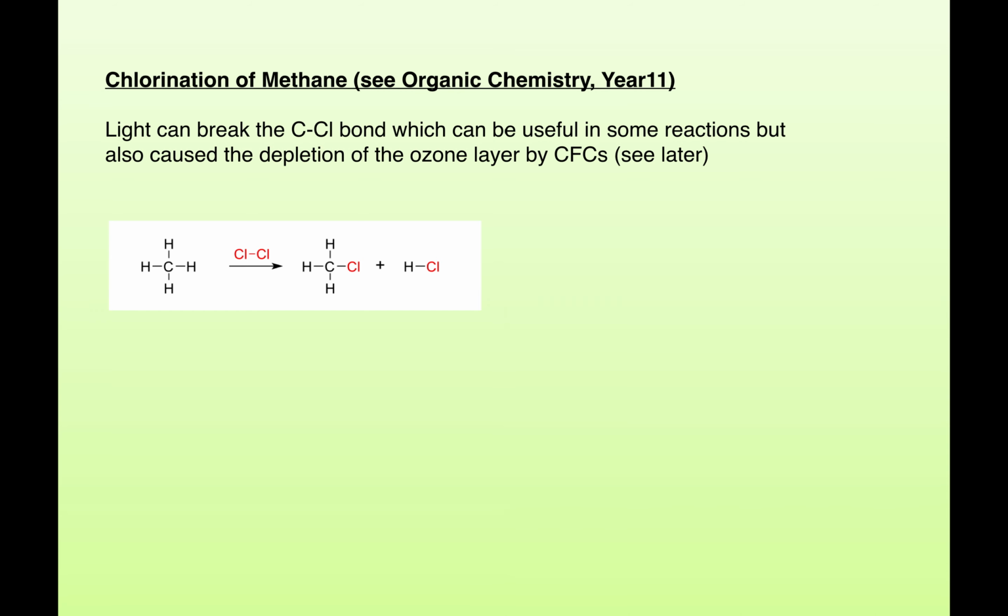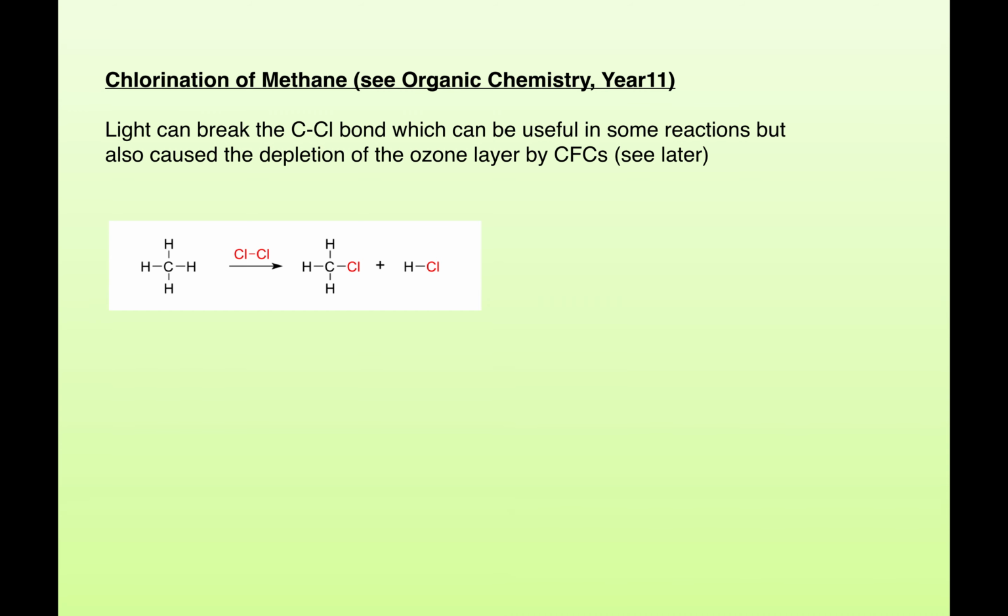The last of these photochemical reactions is the chlorination of methane. We do this in more detail next year. Basically, the sun, the UV light, breaks the chlorine-chlorine bond and causes new products to be made. This is something that was a big worry a few years ago. It's not mentioned as much now, but the chlorine in these molecules can cause the depletion of the ozone layer.